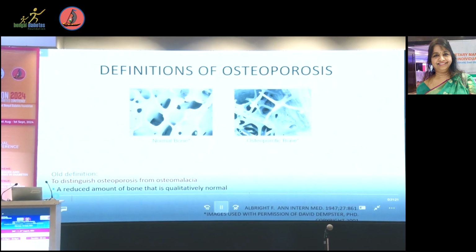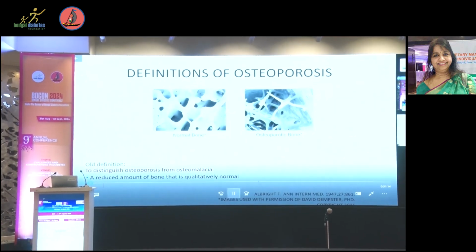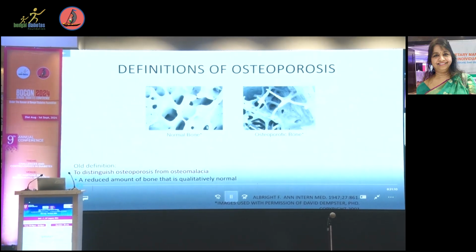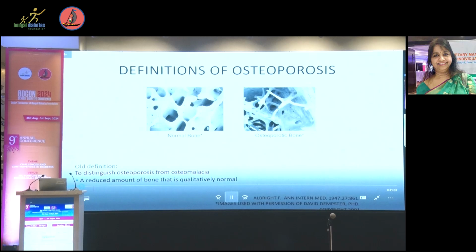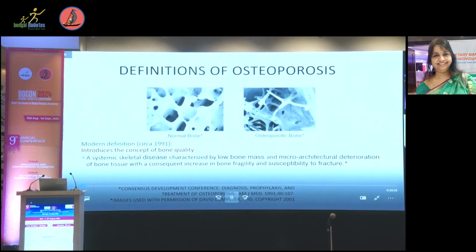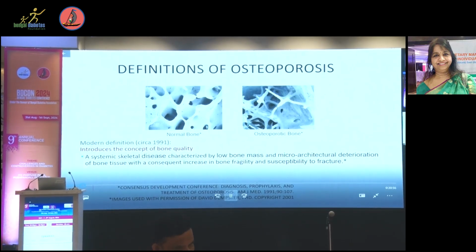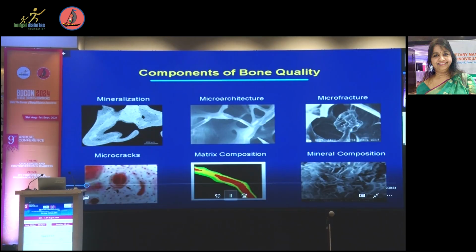I want to start with the definition of osteoporosis. The old definition used to be that it was about low bone mass, microarchitectural deterioration, and therefore a tendency for fragility fractures. But now the new definition is that it's a systemic skeletal disease characterized by not just low bone mass and microarchitectural deterioration, but also bone quality. So, bone mass and bone quality make up bone strength. That is the new definition, that it is actually a decrease in bone strength.